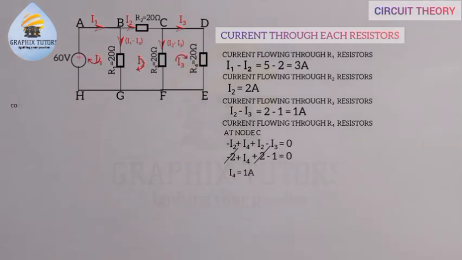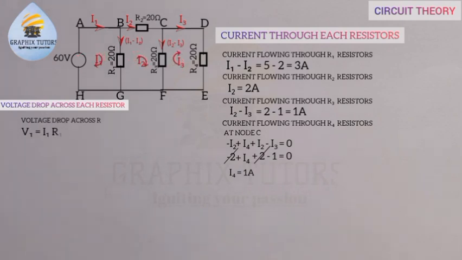Now for resistor 1, we say that V1 is equal to what? I1 R1, right? So my I1 is 3 amperes, and that is the current flowing through the R1 resistor, and R1 is 20. So 3 times 20 will give us 60 volts. So the voltage drop across the R1 resistor is 60 volts.